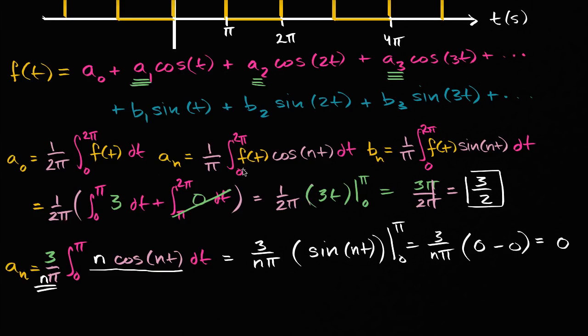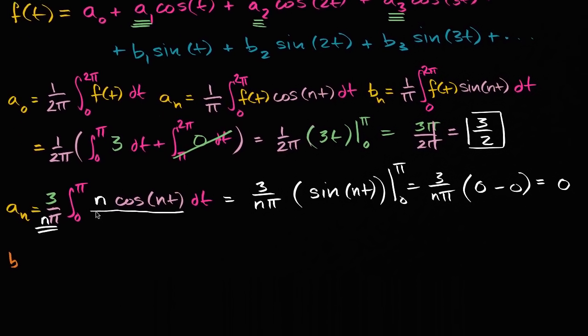Well, let's think about our b sub n. When you look at the shape of the square wave, it actually makes a lot of sense. But let's now tackle our b sub n's. So our b sub n's, get a little space here.